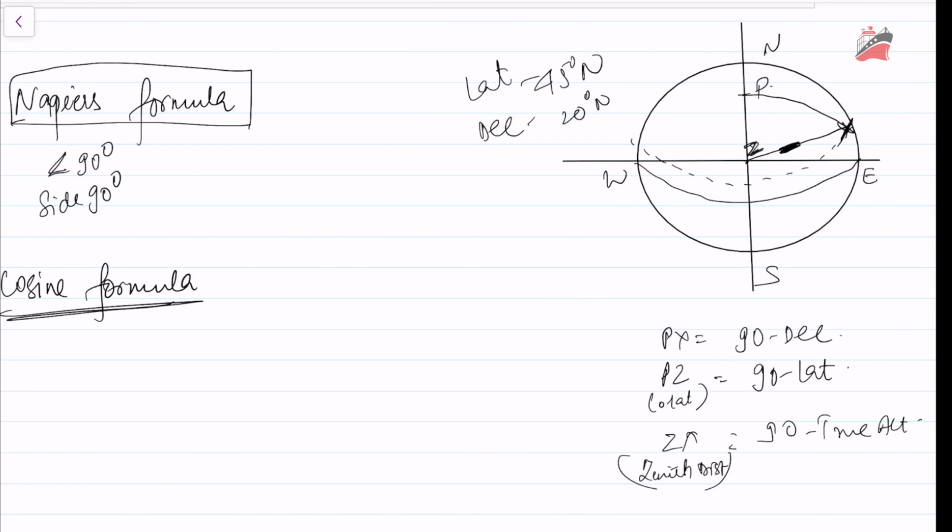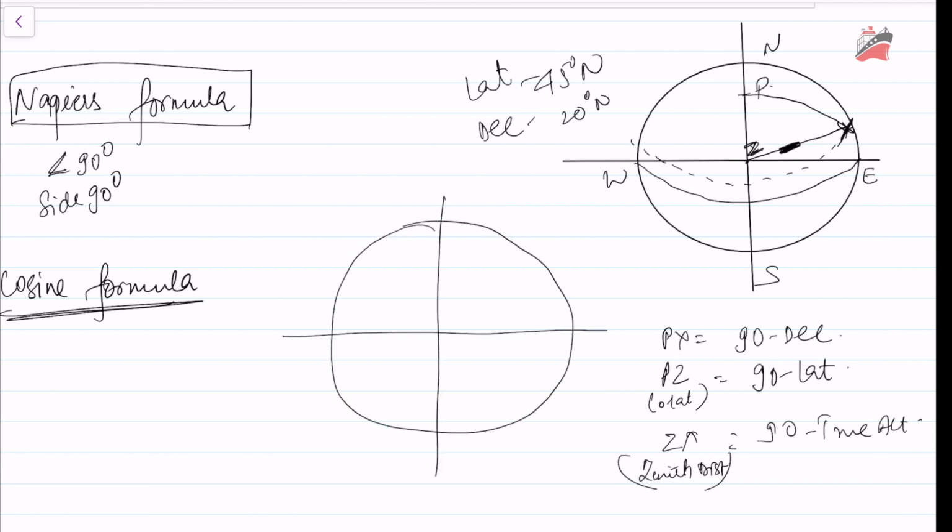We may also have another condition. Let us consider this example where the latitude is 45 degrees and the declination is 63 degrees. Let us consider that the body has a maximum azimuth. So here is the body with maximum azimuth; this becomes PX, this becomes ZX, P, north, east, south, and west. Now this angle here will become 90 degrees. How does this become 90 degrees?